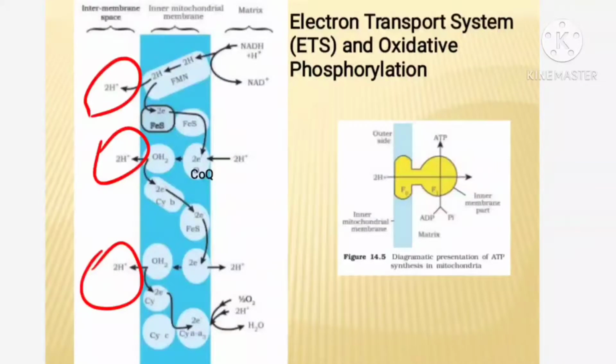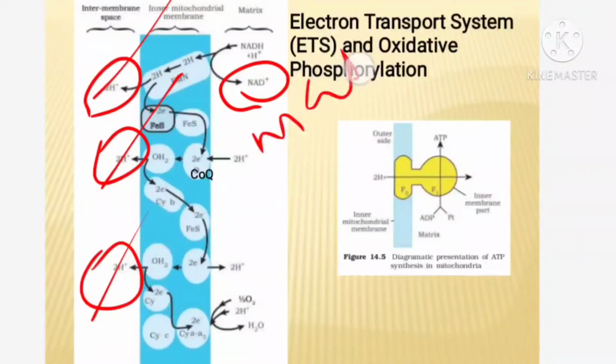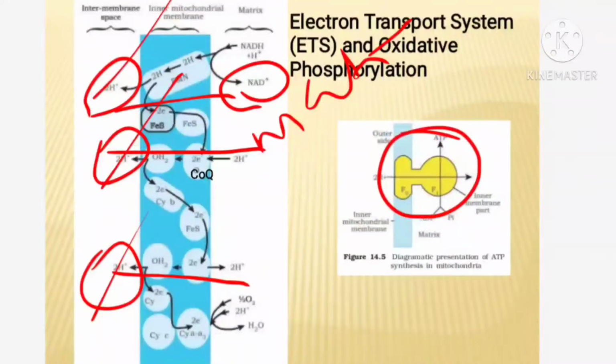So, hydrogens were pumped from the matrix to the intermembrane space at 3 places, right. Now, this hydrogen has to go back to the matrix. They cannot just go back like that; they need facilitated diffusion. So, what is needed? Carrier proteins. What are the carrier proteins called? They are the F0 and F1 particles.